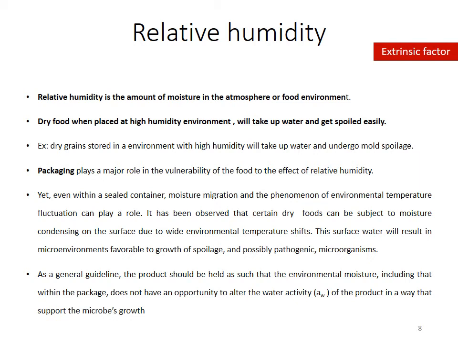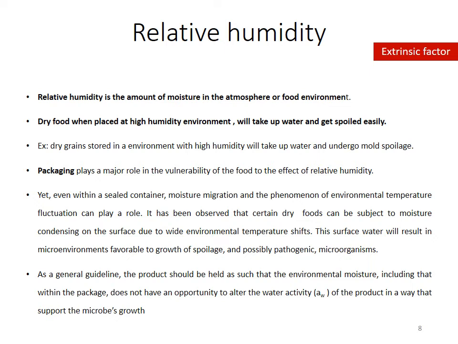So the last factor for this lecture is relative humidity. Relative humidity is the amount of moisture in our atmosphere or food environment, and this is called an extrinsic factor because relative humidity is a factor that comes from outside the food. Intrinsic factors are factors that come from within the food itself. For example, the pH of food and the nutrient contents of the food are called intrinsic factors.